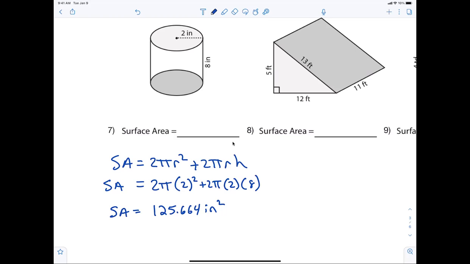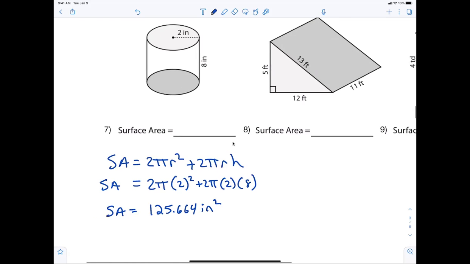And we'll finish it up with these two right here, and then you'll know everything. All right. Is anybody else having trouble with 125.664 inches squared? Anybody? Logan, you all right? All right, just checking. All right, here we go.